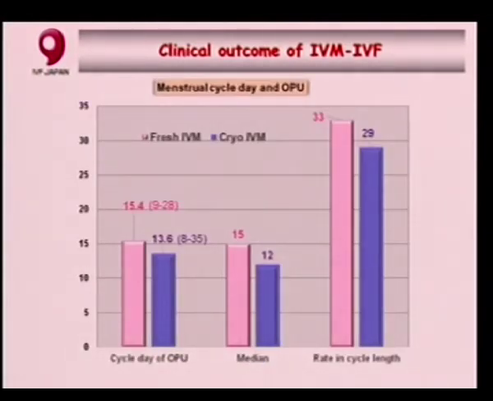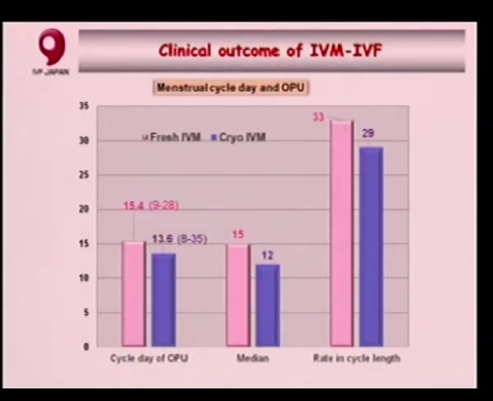This is menstrual cycle day. For a fresh cycle, it is about 15 days, and for a frozen cycle, about 13 to 14 days. The median was 15 and 12. So we need more days for fresh and fewer for frozen.